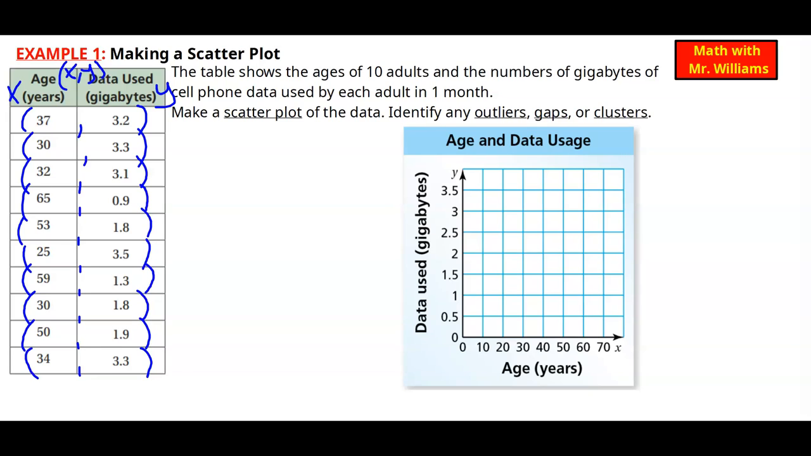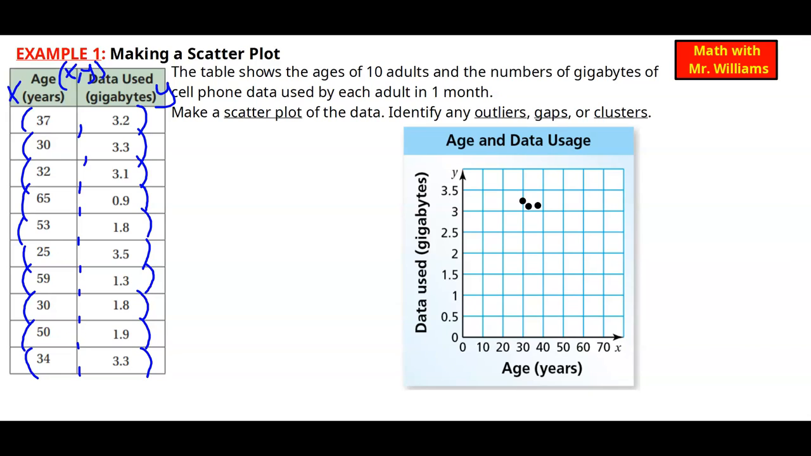So the first one is 37, comma, 3.2. So we start at the origin, move to the right to 37, and up to where 3.2 should be. On to the next one, we have 30 and 3.3. So we start at the origin, move to 30, and then up to 3.3. Next, we have 32 and 3.1. Start at the origin, move to the right to 32, and up to 3.1.